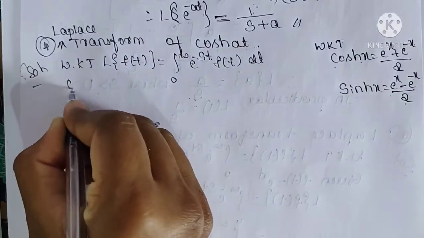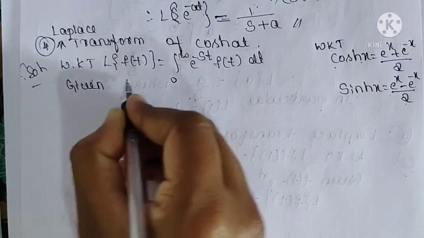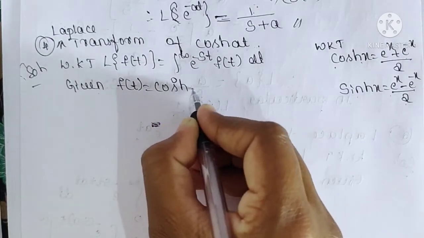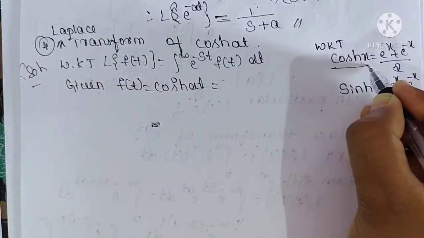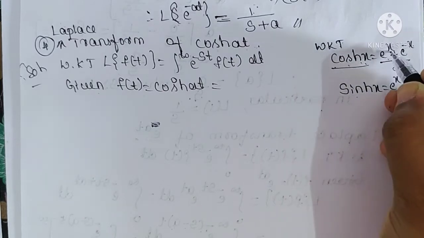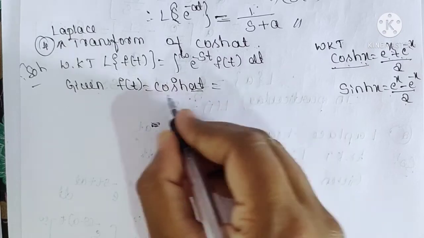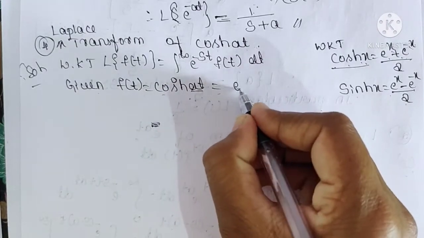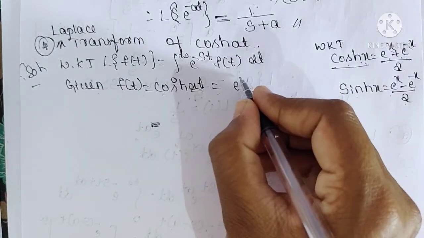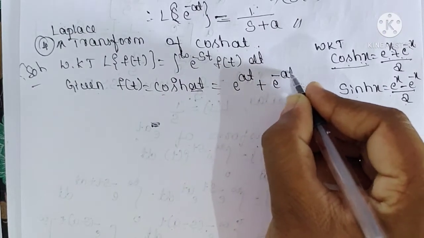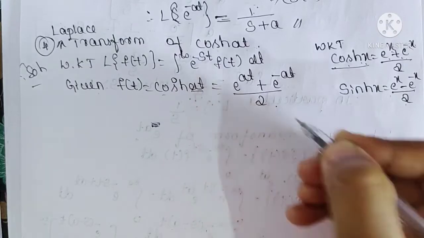Here given f of t is cos h at. See, by this condition cos hx is e power x plus e power minus x divided by 2. In place of x, here at is there. This can be written as e power at plus e power minus at divided by 2.